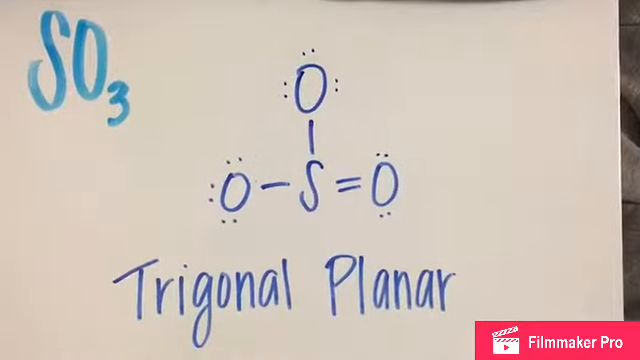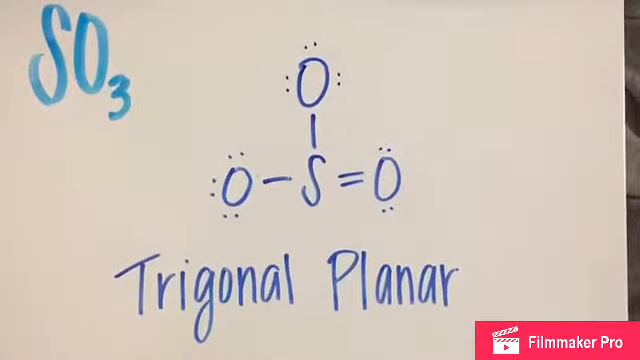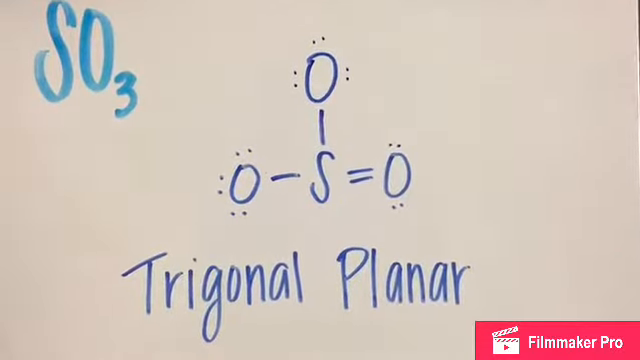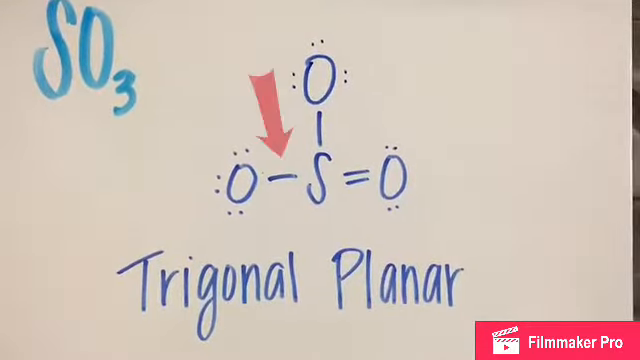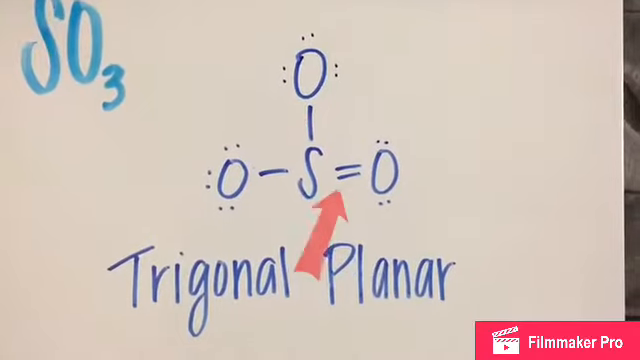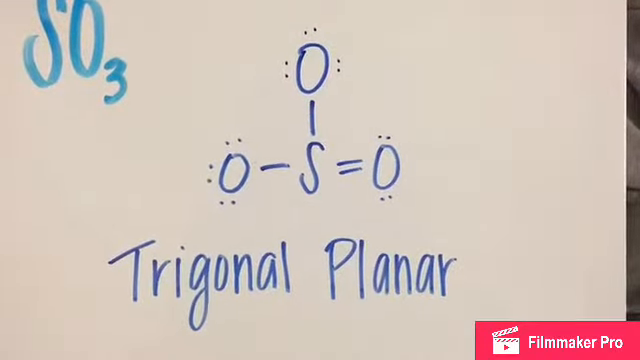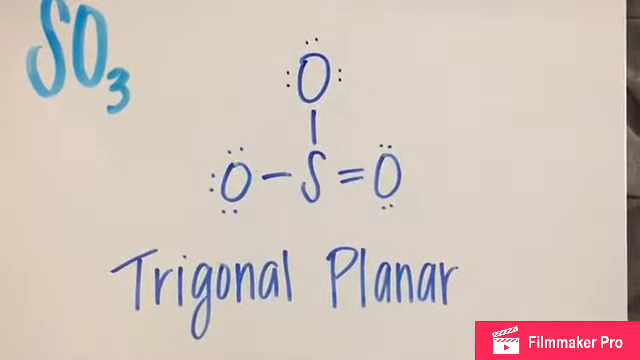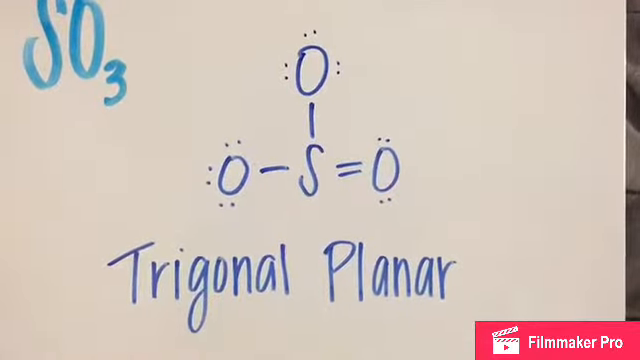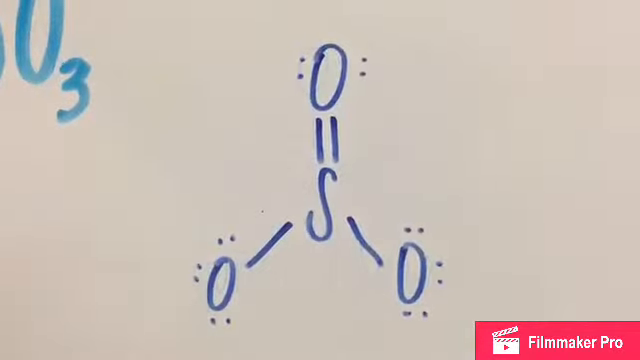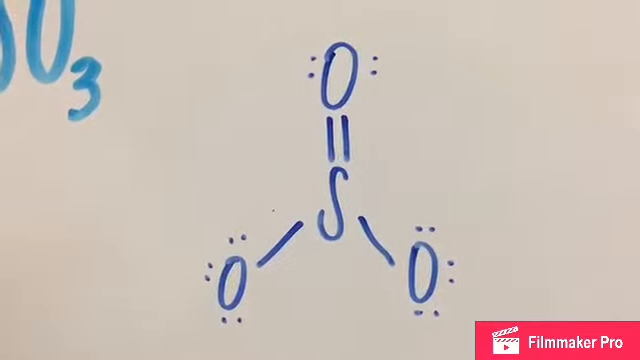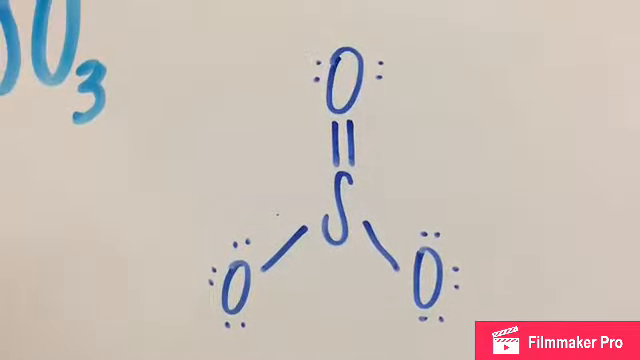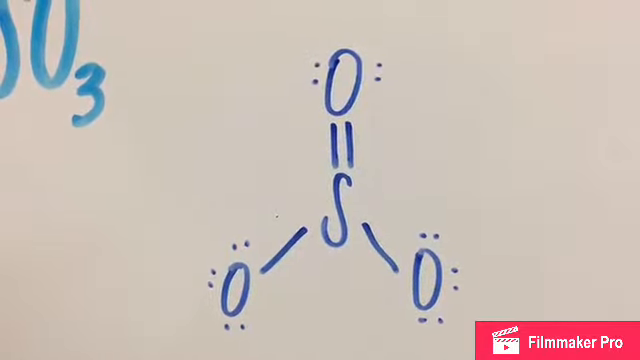Now let's look at the domain geometry for the molecule. We see that the central atom has 1, 2, 3 domains. So the molecule will have a domain geometry of trigonal planar. Now that we know the domain geometry, we now know how the molecule will actually be shaped.